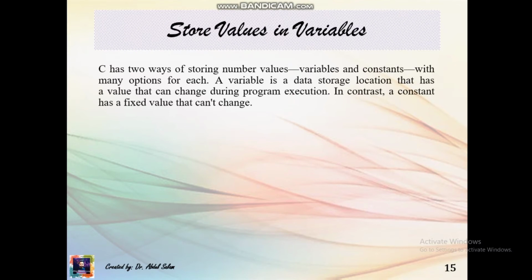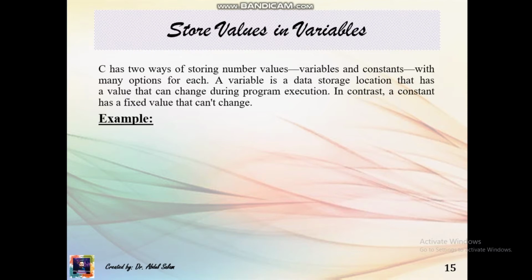Now, how to store values in these a and b? C has two ways of storing number values, variables and constants, with many options for each. A variable is a data storage location that has a value that can change during program execution. In contrast, a constant has a fixed value that cannot be changed, as the name shows, constant. So a constant value can't be changed.